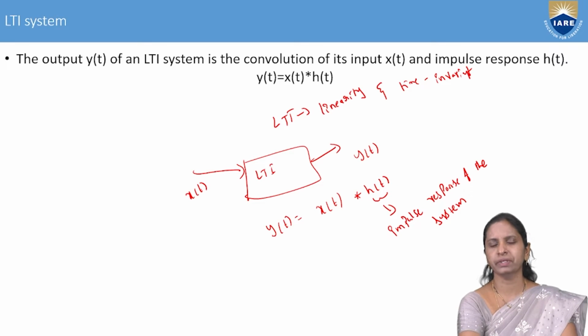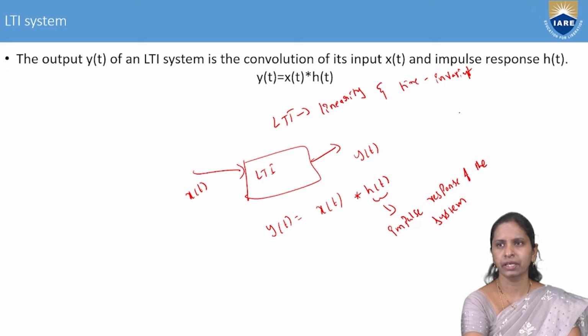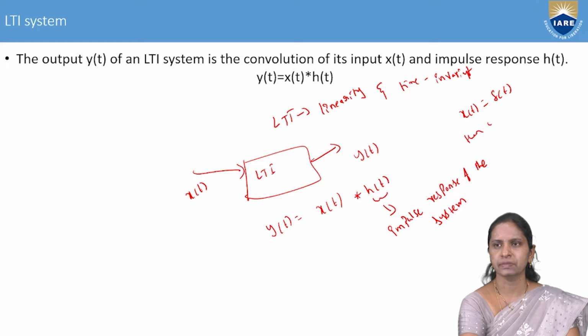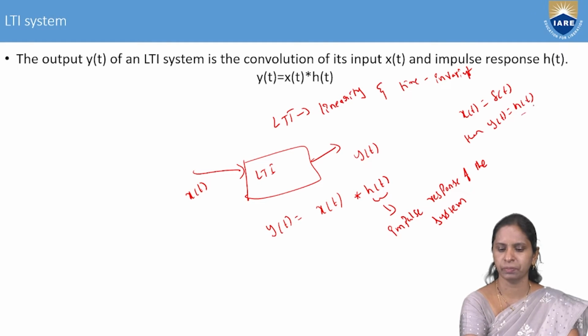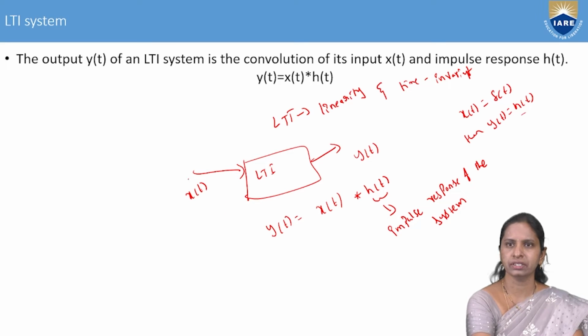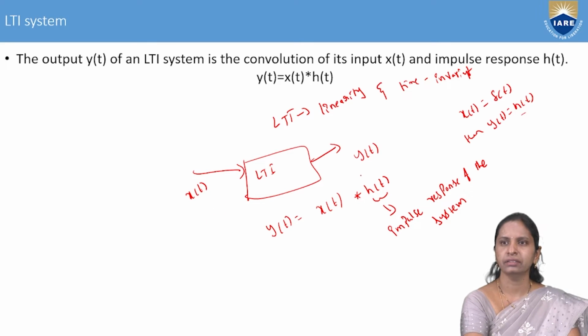Now, what is meant by impulse response? If the input to the system is an impulse input, then the response of the system is called the impulse response. So, for the LTI system, I can write down the response or the output as y of t is equal to the applied input signal x of t convolution h of t.